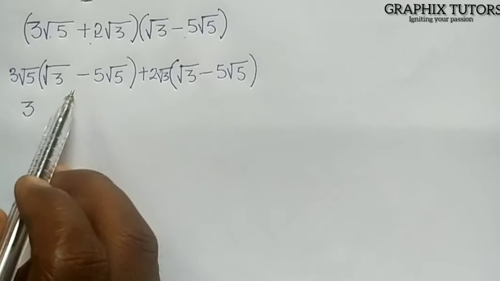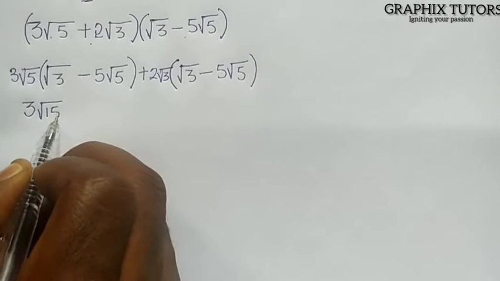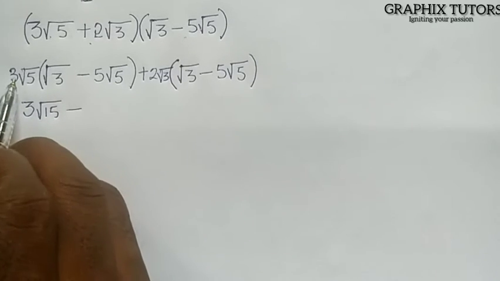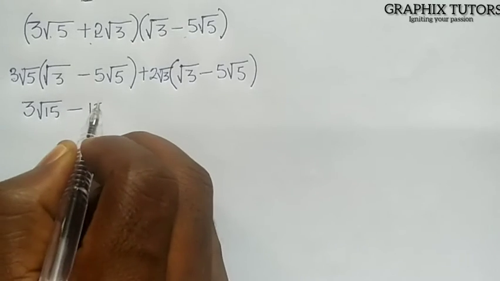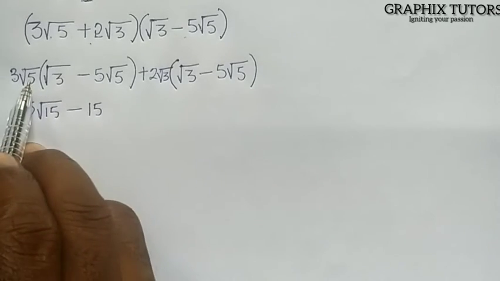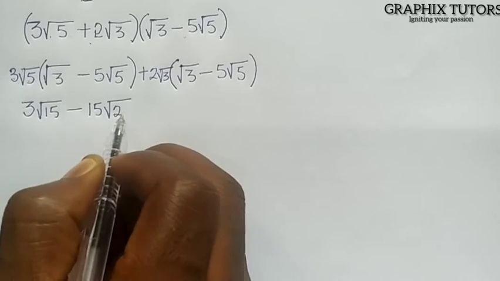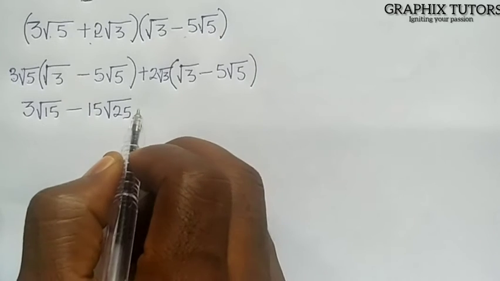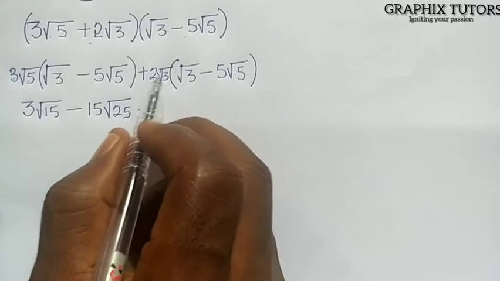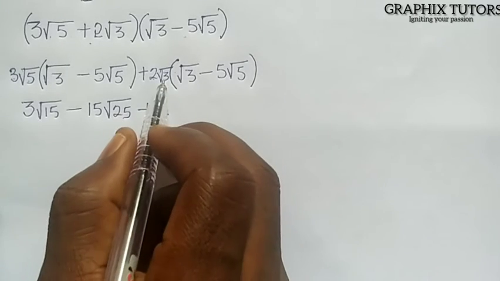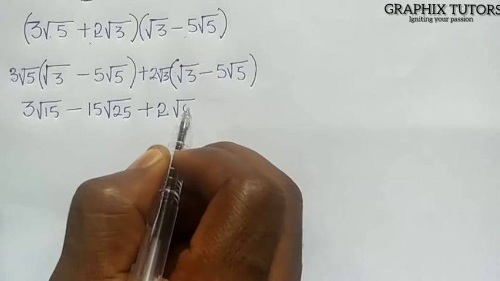Right? Then inside now, root 5 times root 3 is what? 15. So I write my root 15. Minus, outside here is 3. Outside here is 5. 3 times 5 is what? 15. Right? Inside here is 5. Inside here is 5. 5 times 5 is what? 25. So I write my root 25. Plus, what is outside here is 2. What is outside this root 3 here is 1. 2 times 1 is what? 2. What is inside here is 3. What is inside here? 3. 3 times 3 is what? Root 9.